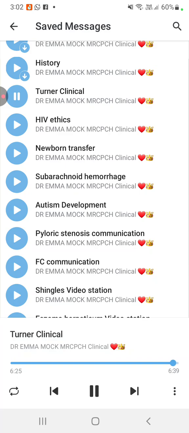This is the management. They can ask about endocrine problems in Turner syndrome: short stature, delayed puberty, hypothyroidism, type 2 diabetes mellitus. And treatment is growth hormone and estrogen. Okay? Yes.